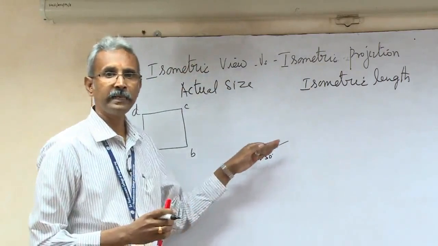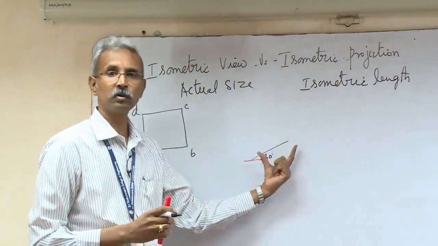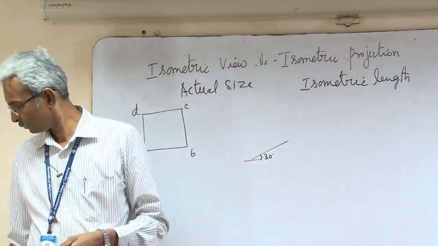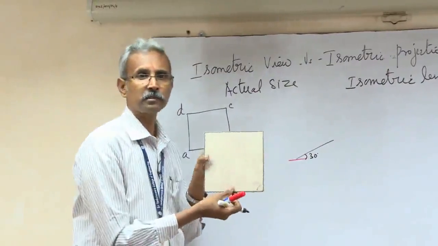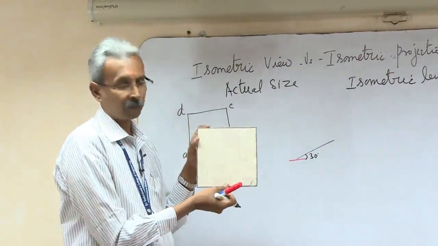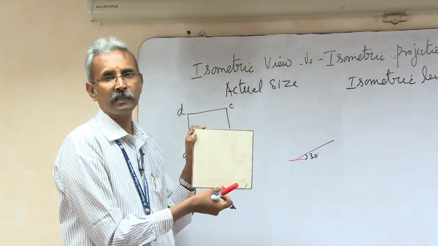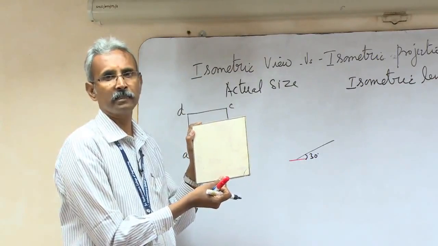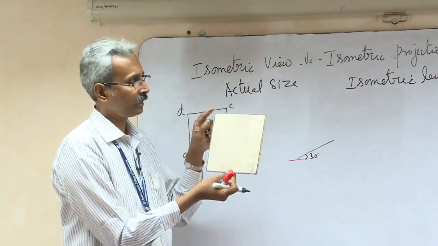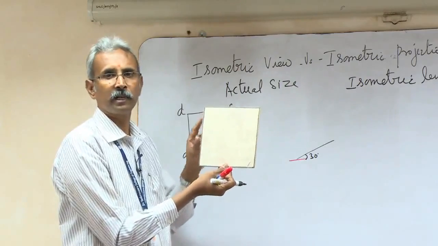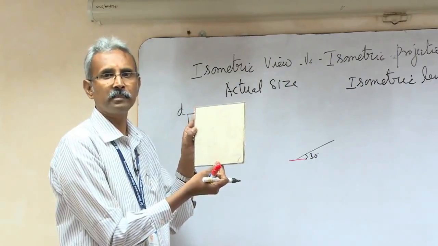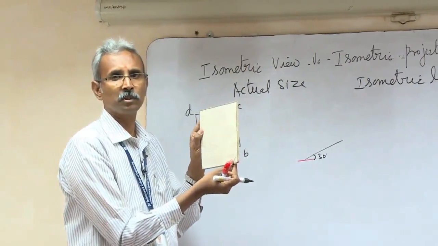I will draw a line inclined at 30 degrees which will be equal to the length of the side of this square. Right? So the square plane is like this, and when I look at it at an angle, it will get tilted like this. So when it gets tilted, this vertical line or this edge remains the same, whereas when I tilt it like this, it becomes a rhombus.